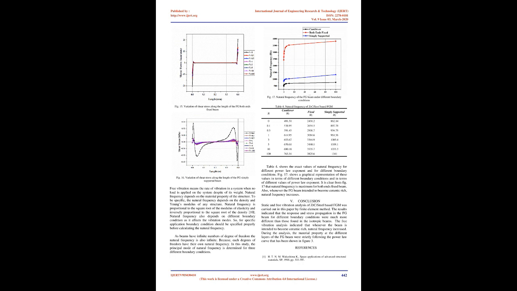The variation of shear stress, xy plane, along the length of the FG beam for different boundary conditions are shown in Figure 14 to 16. This phenomenon also obeys the stress relation with power law exponent that were mentioned earlier in this paper. All the variations along the length of FG beams are taken from the upper side of the beam.